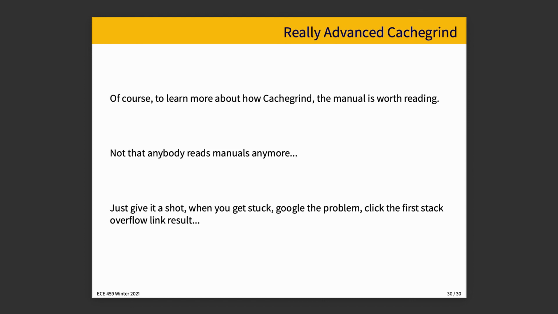The other thing, of course, is that if you want to know more about Cachegrind, well, it does have a manual, and the manual is worth reading. Not that anybody reads manuals. It is more likely that what you will do is you'll give it a shot, and when you get stuck, you Google the problem, and you click on Stack Overflow, and hopefully the first answer is useful to you, and you can just pick it up and run with it, and carry on from there. But it will really depend. The use case that you're looking for may be very niche, in which case, you're just going to have to look at that manual. I know nobody wants to, but you might have to.